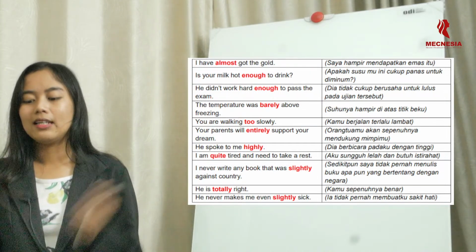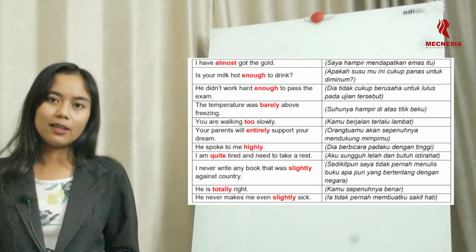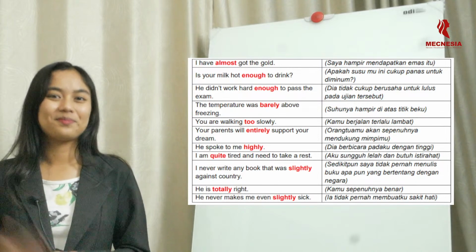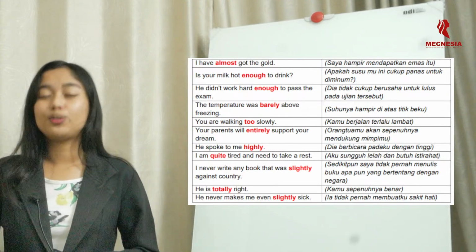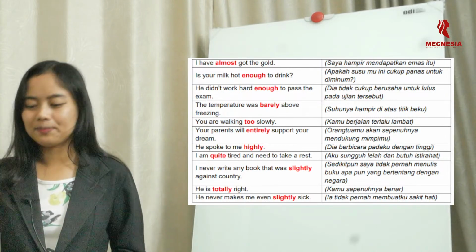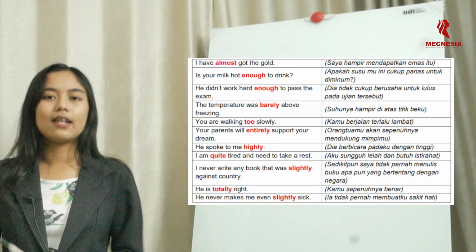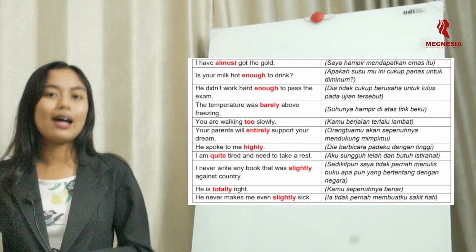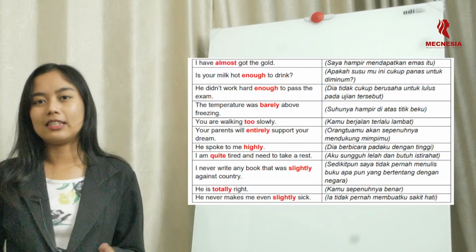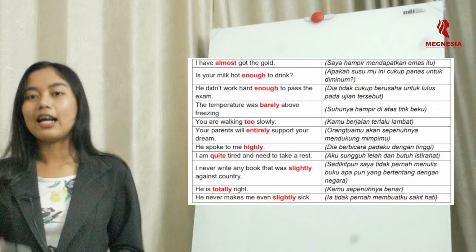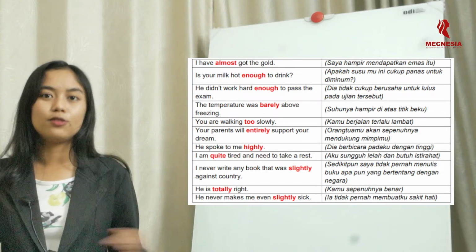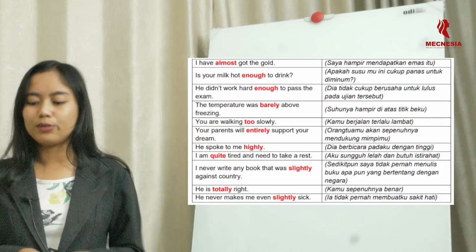Next, we have, he spoke to me highly. Let's say it. He spoke to me highly. Dia berbicara denganku dengan nada tinggi. So here in the sentence, di kalimat ini, kata highly-nya or adverb of degree-nya is modifying the verb. Dia juga memodify verb-nya, yaitu spoke.